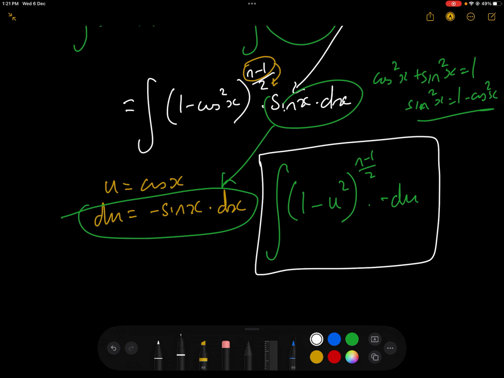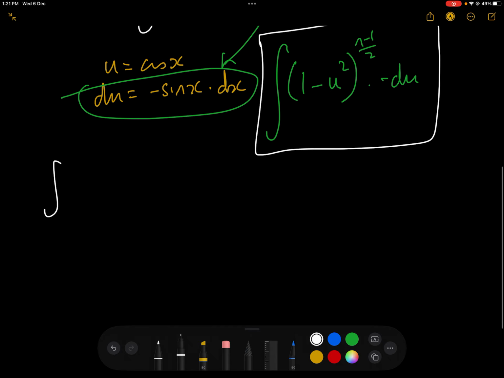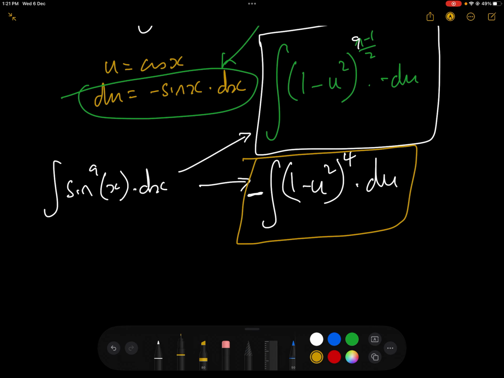So let's do this with a specific example, but it works for all of them: sine cubed, sine to the 5, sine to the 7, sine to the 9. Let's look at, for example, the integral of sine to the power of 9 x dx. Using 1 minus cos squared and our substitution u equals cos x, it gives us the integral of 1 minus u squared to the power of, well, if n is 9, then n minus 1 is 8, over 2 is 4, du, with a minus in front of all of that. So the integral of sine to the 9 x is minus the integral of 1 minus u squared to the 4 du.